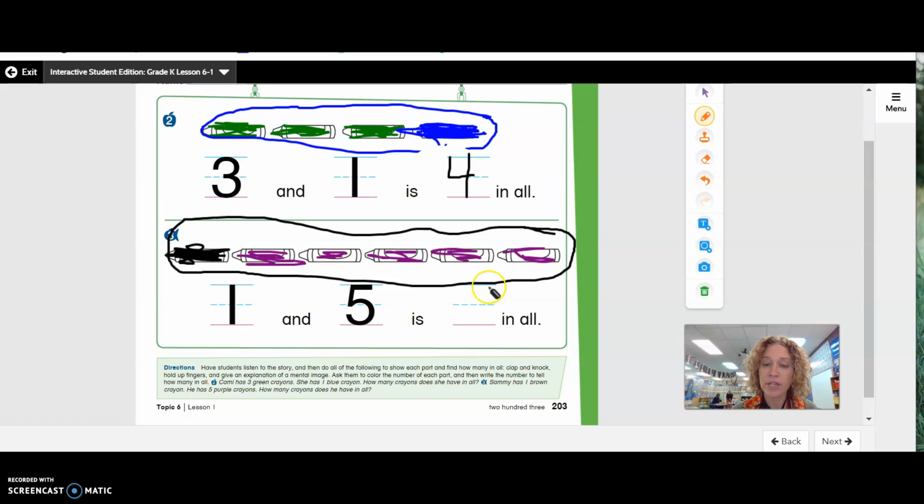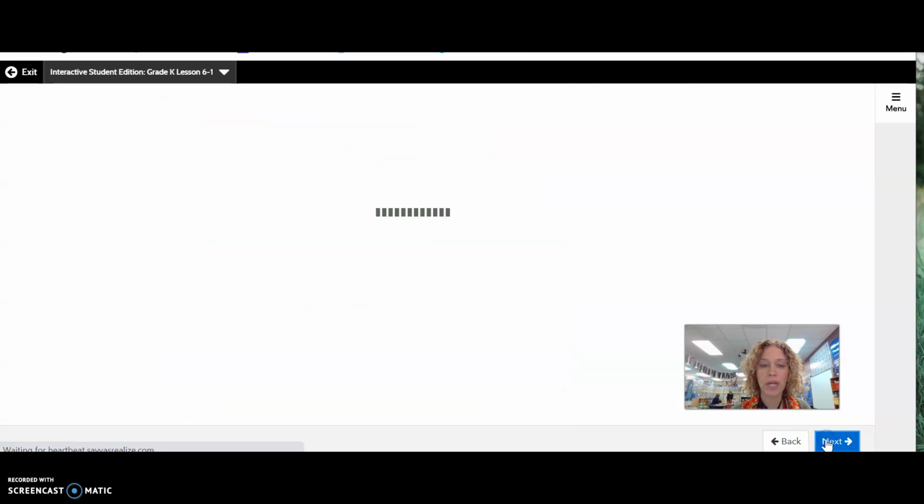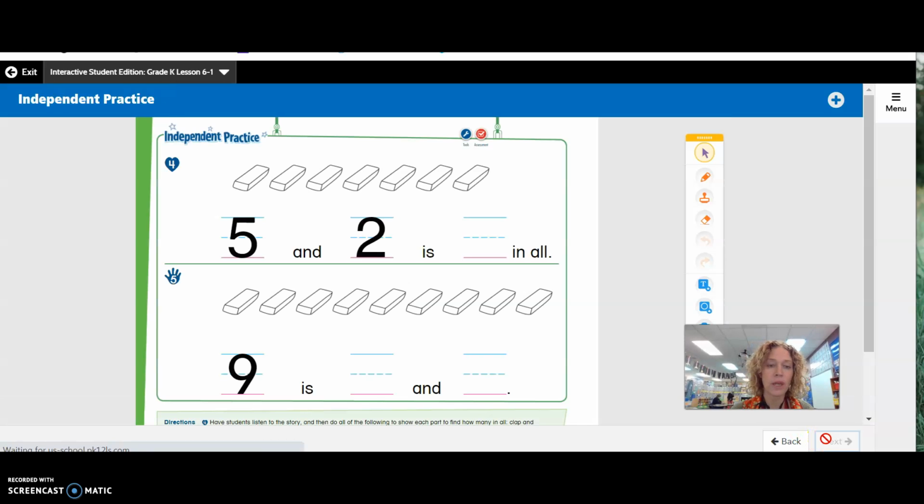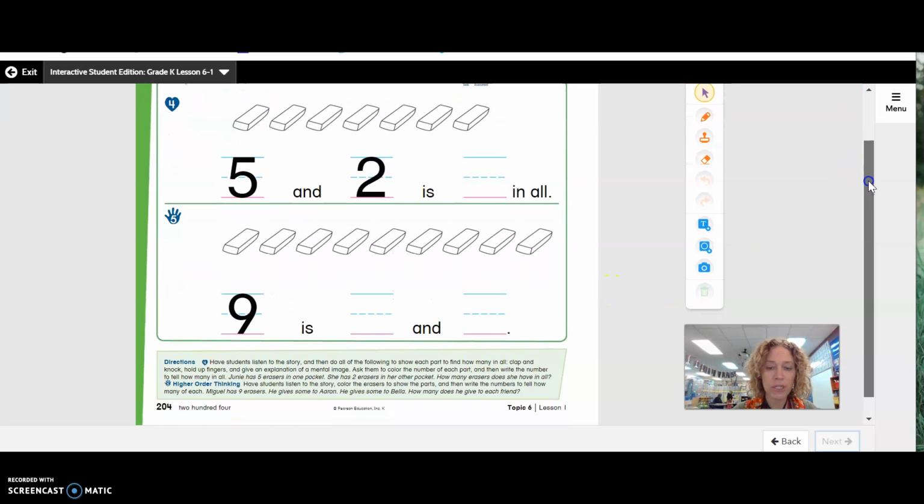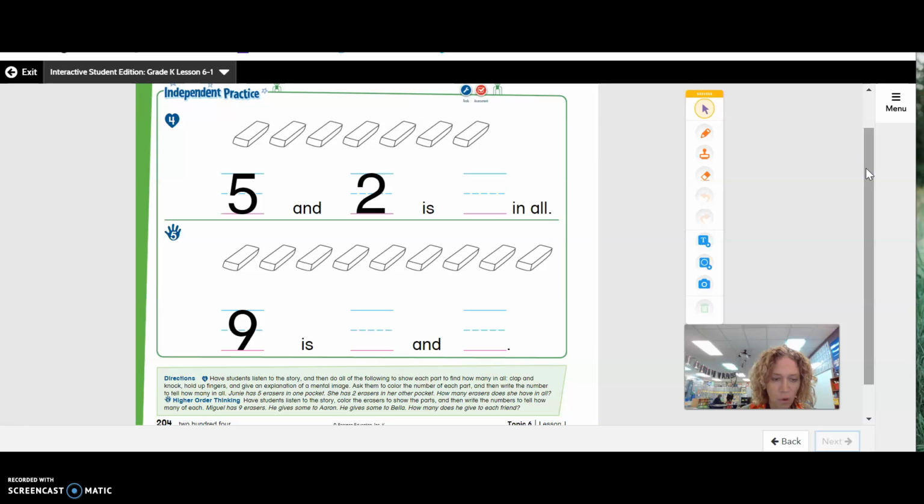How many do I have? 6. So I'm going to make a beautiful 6 here. So when I read this, it's going to say 1 and 5 is 6 in all. Good job. Let's take a look at your guided practice. This is what you can do on your own. All right?